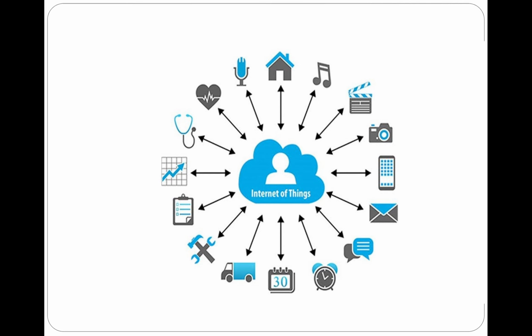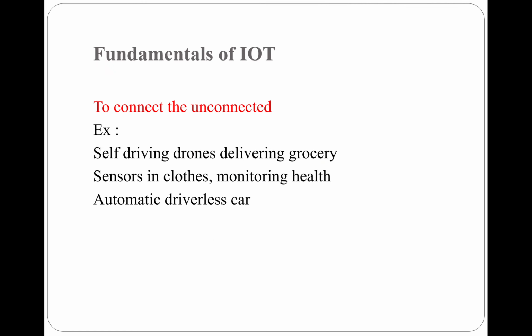What is Internet of Things? We are connecting a thing to the internet. It's called Internet of Things. For example, self-driving drones delivering groceries nowadays, and we can have some sensors in our clothes to monitor the health of the patients, and automatic driverless car is highly based on Internet of Things. So these are the examples of the Internet of Things.